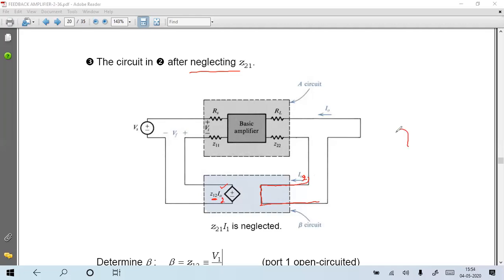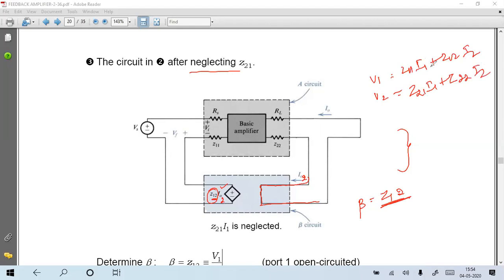Now this can be compared with the ideal case. In the ideal case, if you see in the beta place, Z12 is there. So beta equals Z12. How can I find this Z12? By the impedance parameter equation, you know that V1 is nothing but Z11 I1 plus Z12 I2. Next, V2 equals Z21 I1 plus Z22 I2.